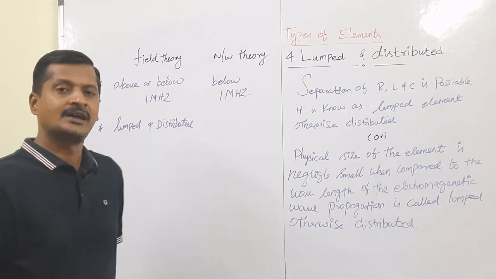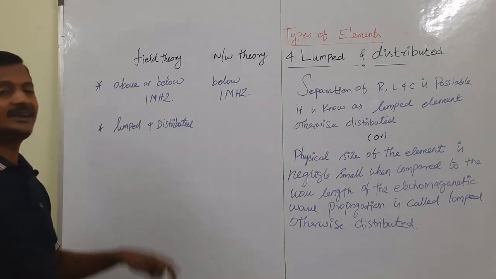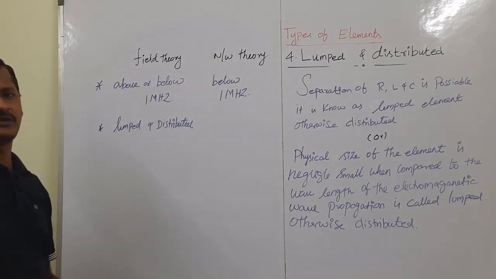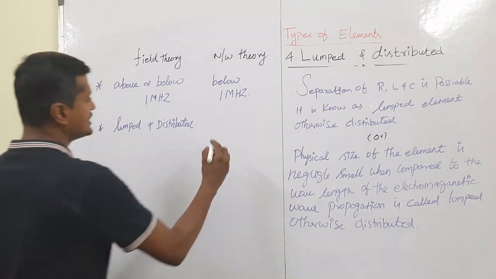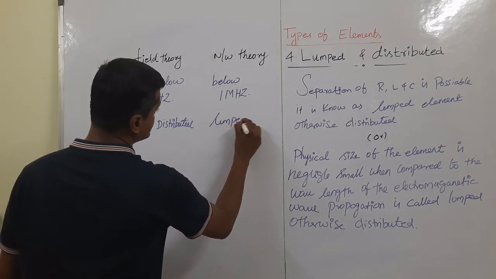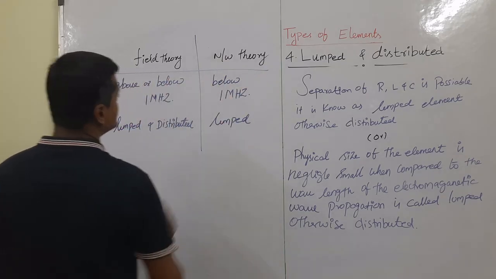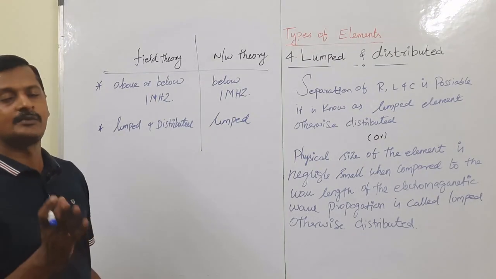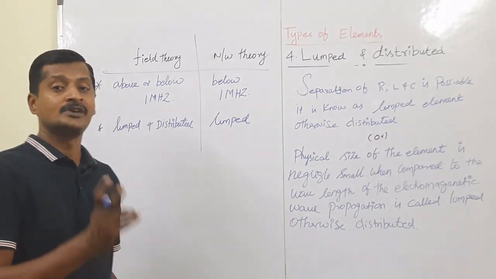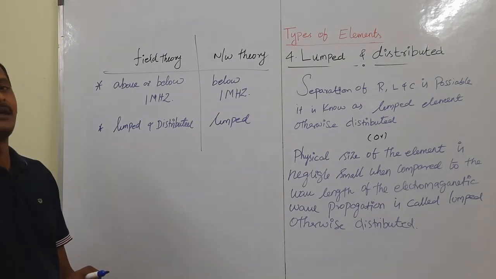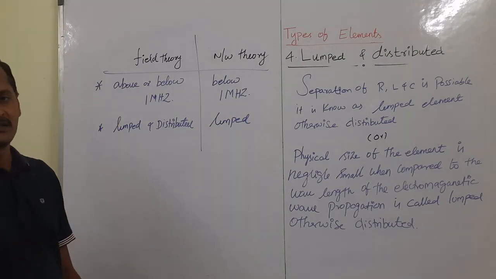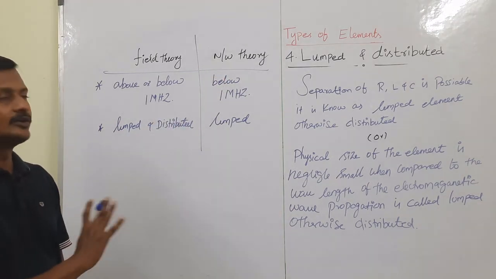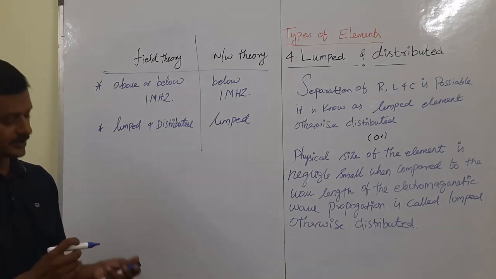Field theory is applicable for lumped and distributed elements also. But network theory, at frequencies less than 1 megahertz, is applicable only for lumped elements. So network theory is applicable only for the lumped elements, while field theory is applicable for lumped as well as distributed elements. Field theory applies at any frequency, but network theory is only applicable in the frequency range below 1 megahertz.